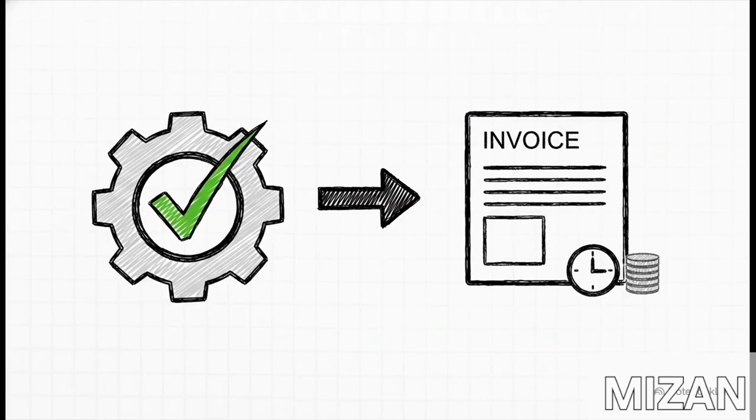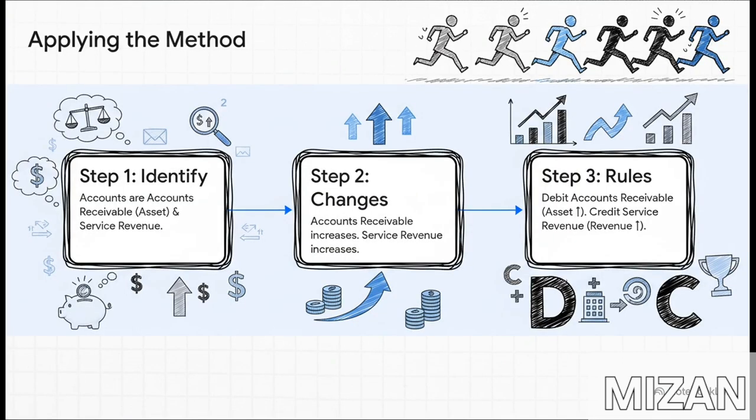Okay, one last example, and this one happens all the time. The business did the work, it earned the money, but the client hasn't actually paid them yet. So how in the world do we record that? You know the drill by now. Let's run through the steps one last time. Step 1, the accounts here are service revenue and something called accounts receivable. Accounts receivable is just an asset that represents money that's owed to us.